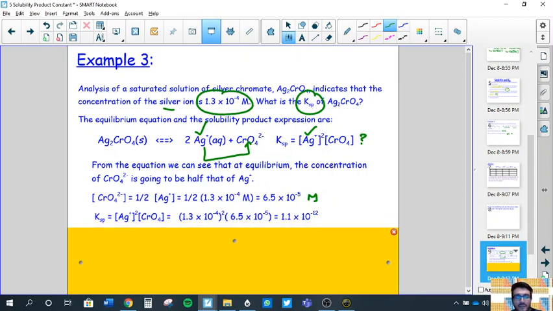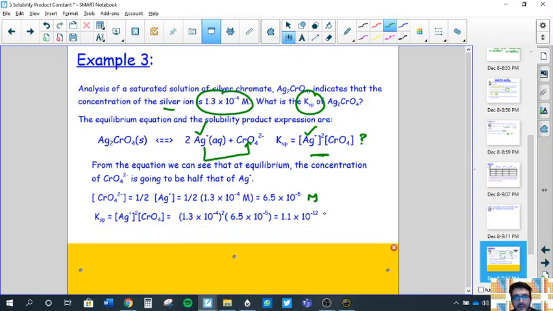You have that value now, so plug that into the Ksp expression given to you in the question, and don't forget that exponent 2. You get 1.1 times 10 to the negative 12. That is your Ksp value, and that's it for that question. Not too hard. All you're using here are mole ratios and a bit of stoichiometry.